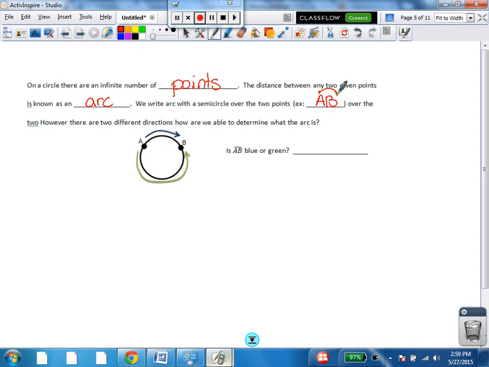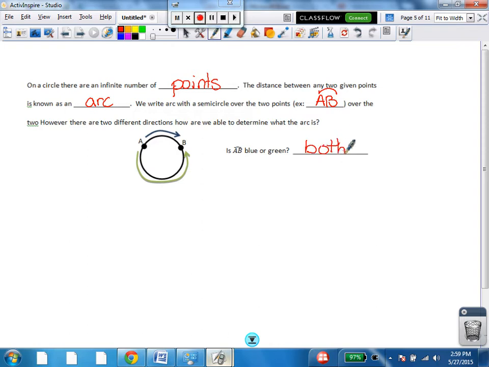However, there are 2 different directions. So how are you able to determine what the arc is? So in this case, in the figure below, we see AB. So is AB blue or green? Is it going the shorter distance or is it the longer distance? Actually, it's both. It can be either of them.